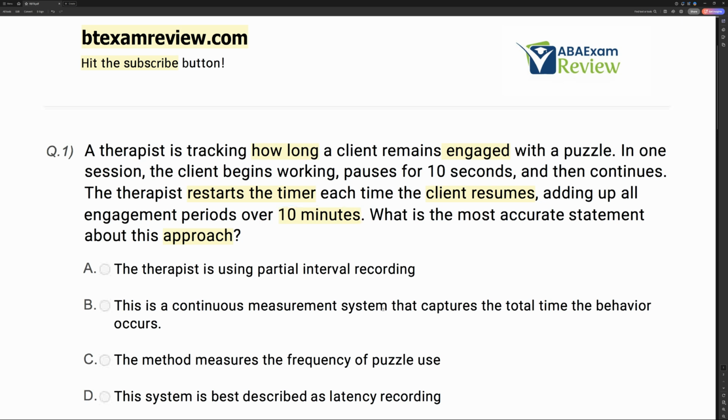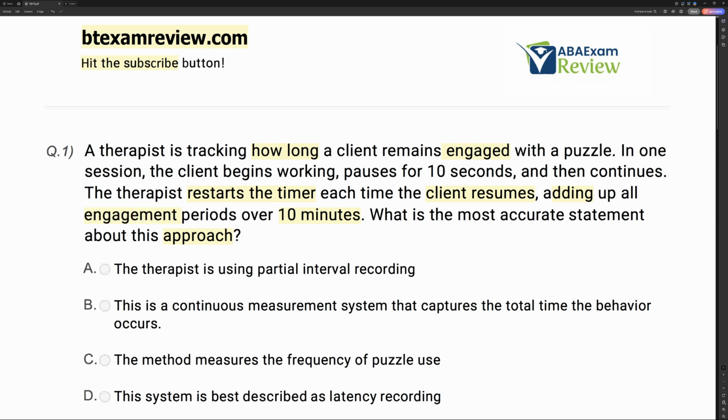B, this is a continuous measurement system that captures the total time the behavior occurs. Sure, it is continuous measurement, and it's going to capture how long the behavior occurred, how long the client is engaged. They're going to add up at the end how long the engagement lasted. So B looks pretty good.